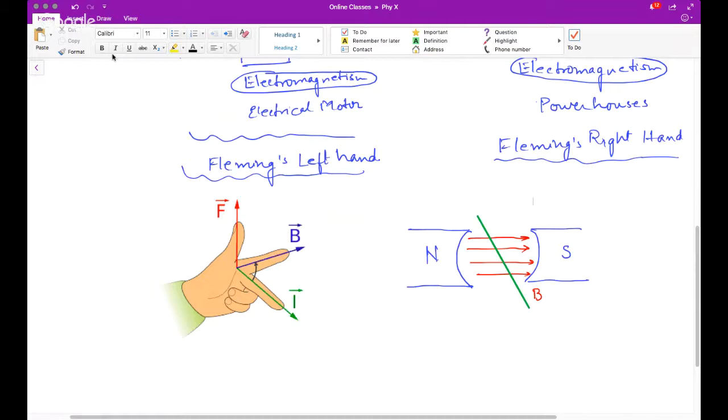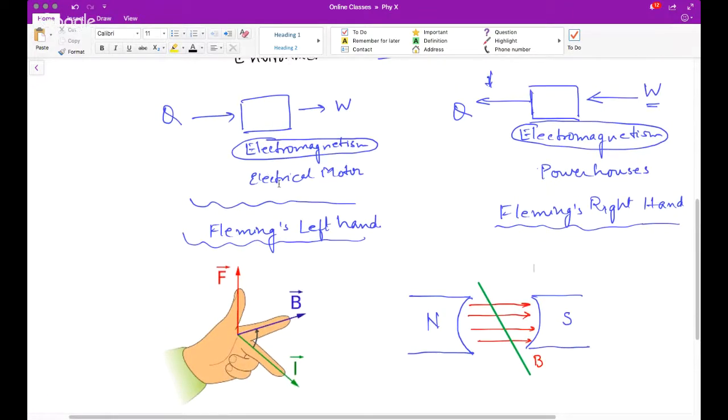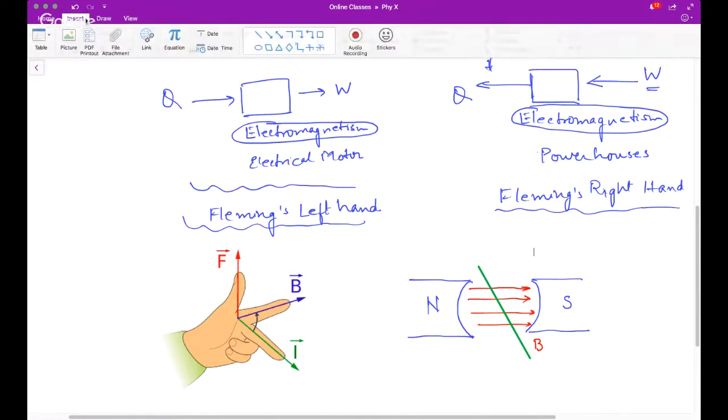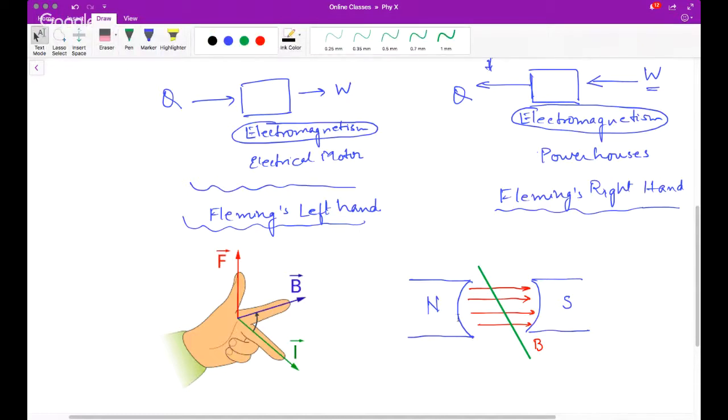And now we are considering what? The motor case, the left-hand rule, right? So that means the input is energy. So let's give it some input. Let me say that what I do is I connect this to a power source.